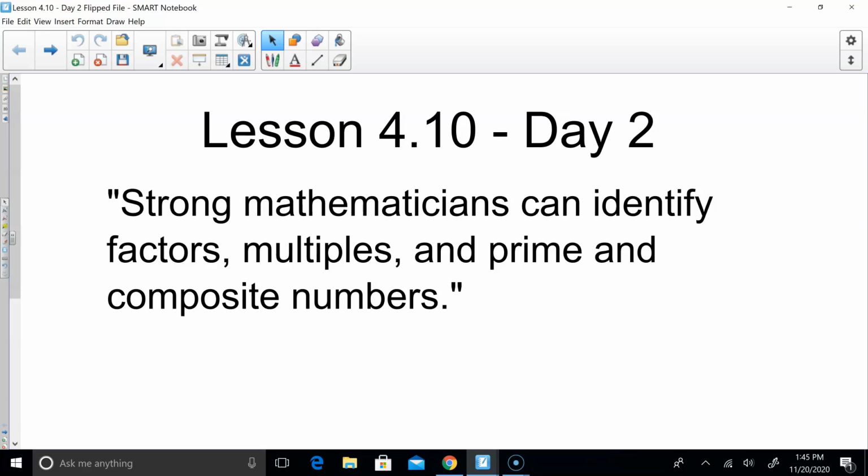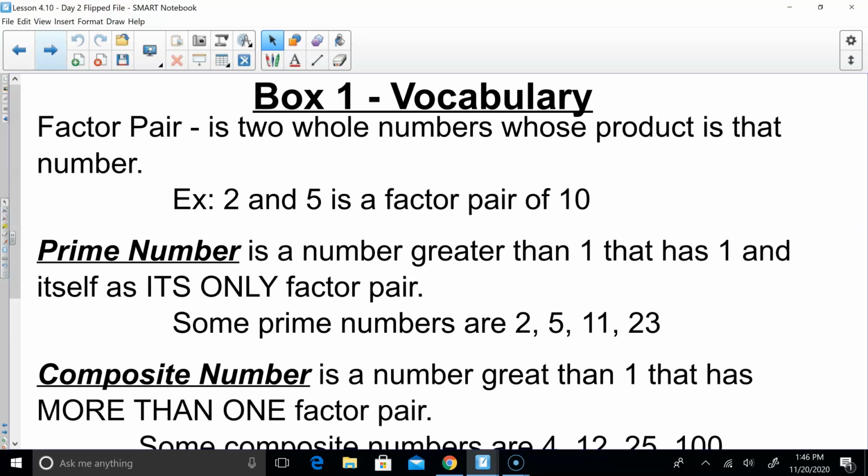So take out your pencil, your notebook, write today's date, write the name of the lesson, and with that, we can get started. So what is a factor pair? A factor pair is two whole numbers whose product is that number. So notice an example, 2 and 5 is a factor pair of 10. So we need to find what are factor pairs. So it's two numbers when multiplied together make a different number.